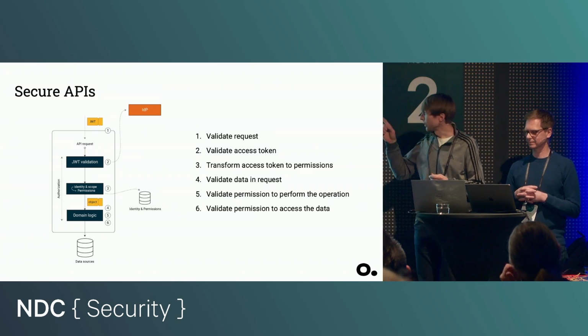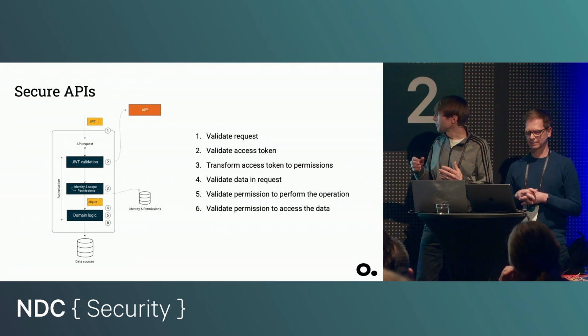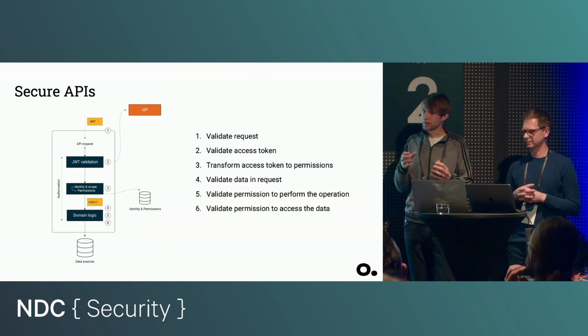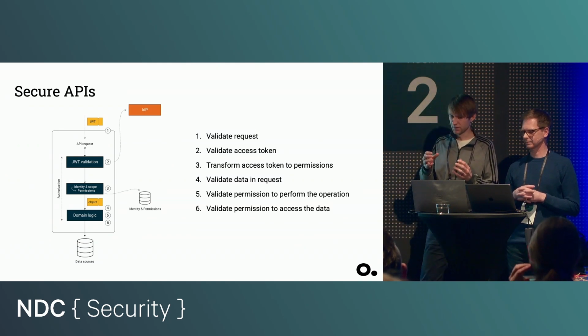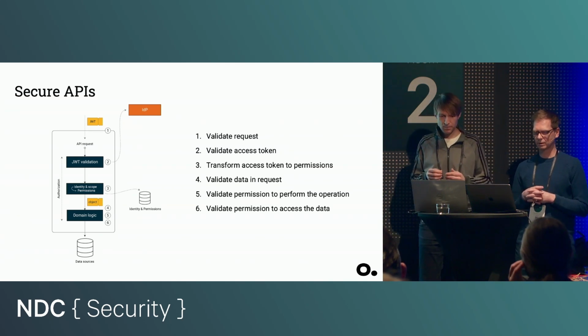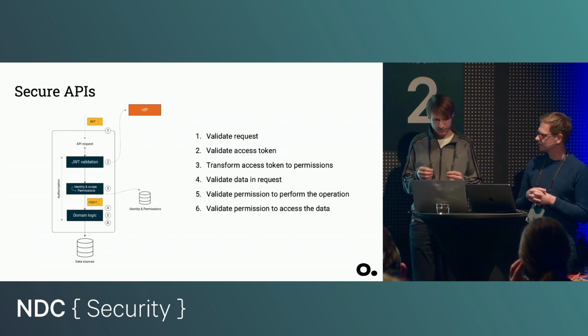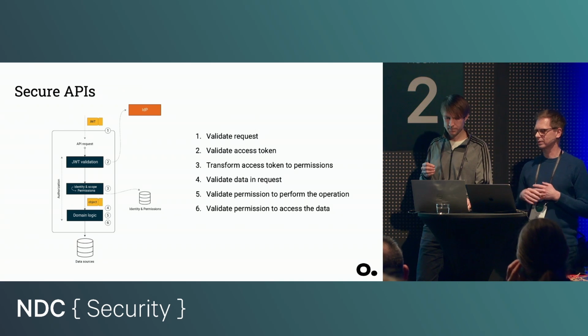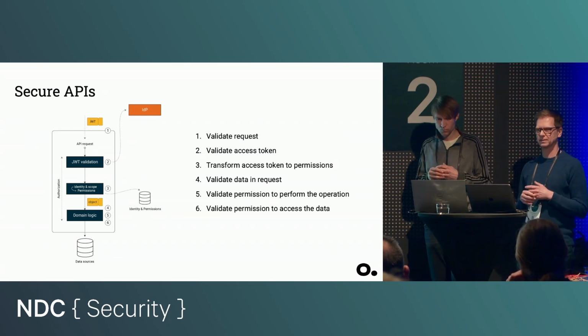And then for step 3, we transform the access token to permissions. We need some mechanism to go from authentication metadata in the token, represented by claims, to a rich, fine-grained permission model. And then we're down to the domain logic, and in step 4 we validate the data in the request, that it is semantically correct. And in step 5 we verify that the caller can perform the operation requested.